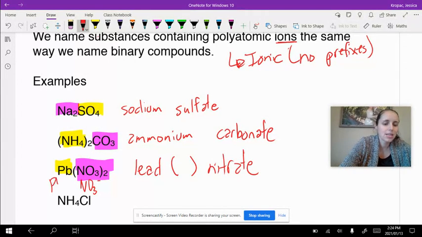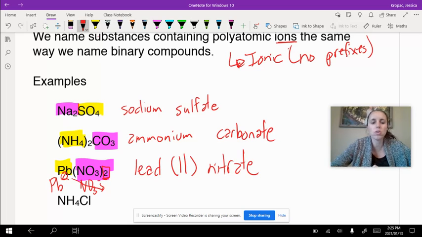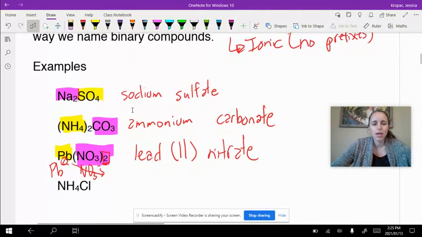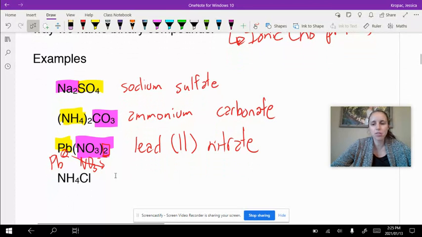Lead, we don't know what lead's charge is, but remember that this went under the crossing over rule. So whatever number was written here actually ended up next to nitrate. So I'm going to look at this number right here. I see it's a 2, so that means that lead must have a charge of 2. So when I write this, I'm going to call this lead. I'm going to write 2. Those are the Roman numerals for 2. Lead 2 nitrate.